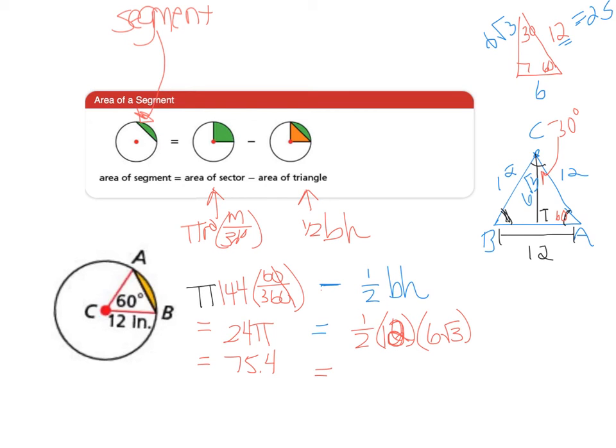I may have just made an error there, so I just want to point this out in case. This should be 12. The base of this triangle is 12. The base of the small triangle that I was looking at was 6, so we double it to get 12. So it's half of 12 times 6 radical 3.